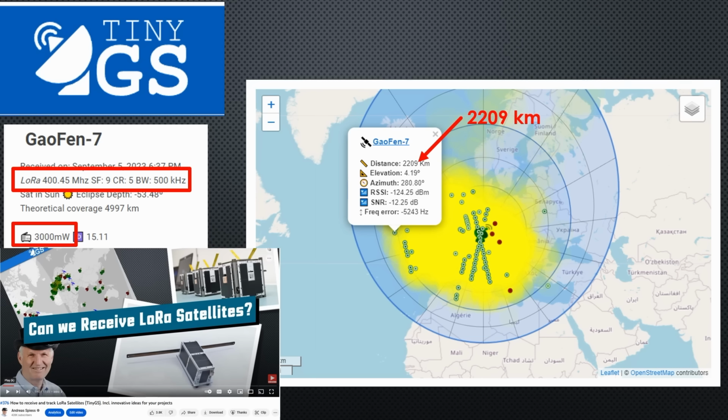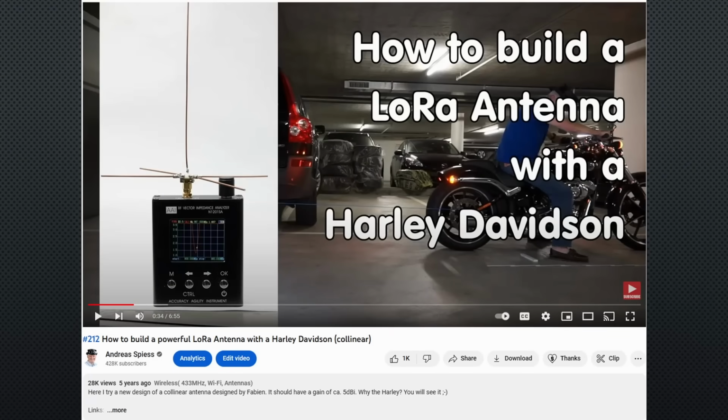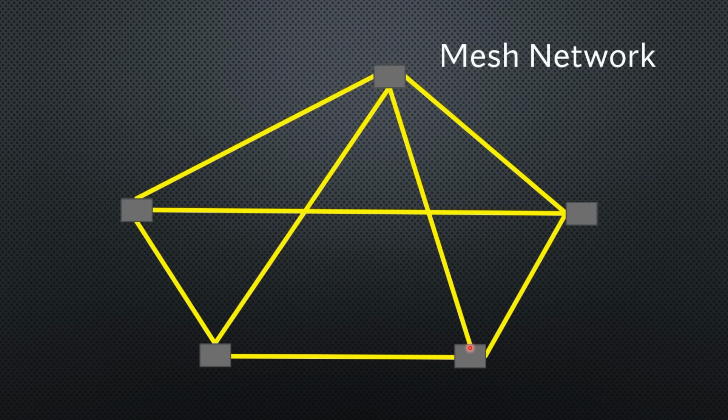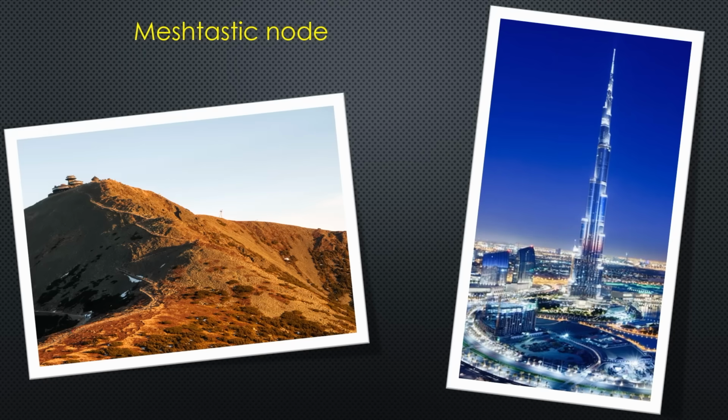You also find videos on how to build performing antennas on this channel, by the way, even by using a Harley-Davidson for the job. But LoRa does not work very well if there is no line of sight. With meshes, the chance to get a line of sight between 2 nodes becomes bigger with a number of mesh nodes. And of course, if we place at least 1 node on a hill or a tall building, the chance for a line of sight connection increases a lot. But more about that later in the video.